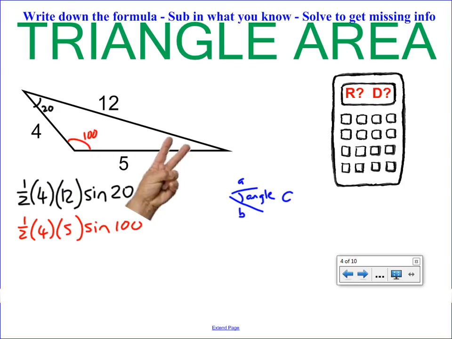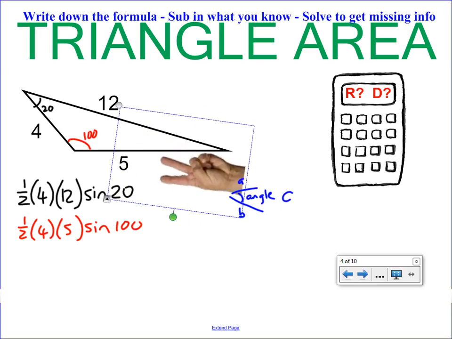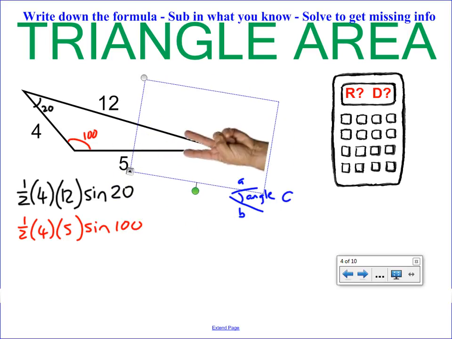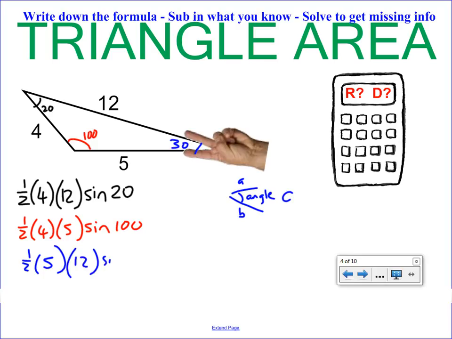Or, equally, we could come around here, and we could use this one. That's fine. And if this angle is 30, then we would have a half A, B, sine, C. Well, yeah, good point. They don't add up to 180, but never mind. So this is a good way of remembering what your A and your B are, is to use this victory sign with your fingers. Make sure your calculator's in the right mode, radians or degrees. We'll come on to degrees in a second.